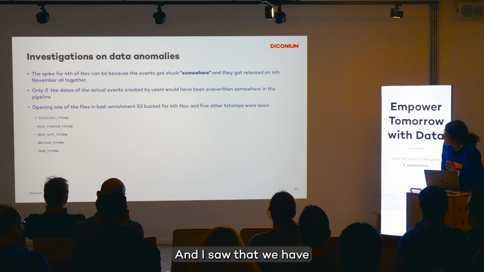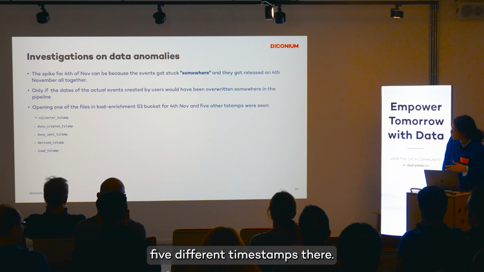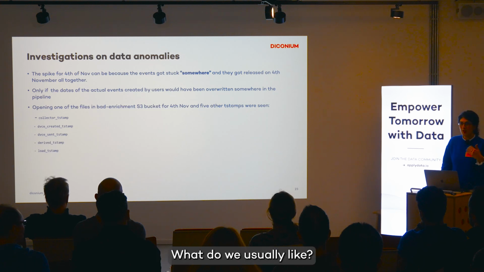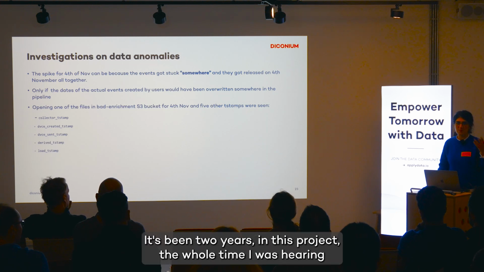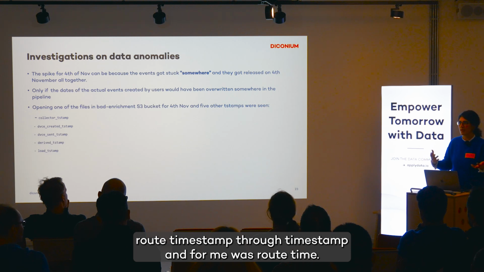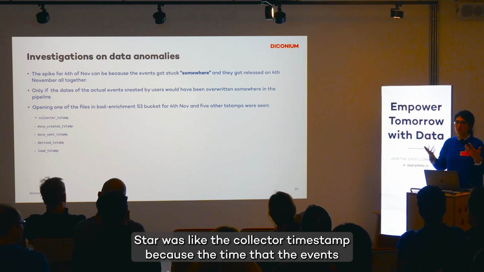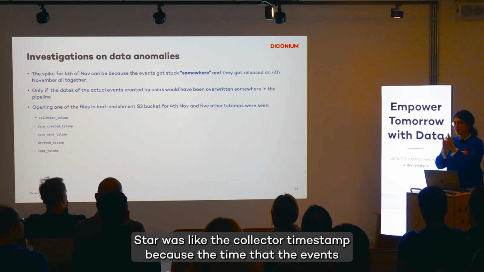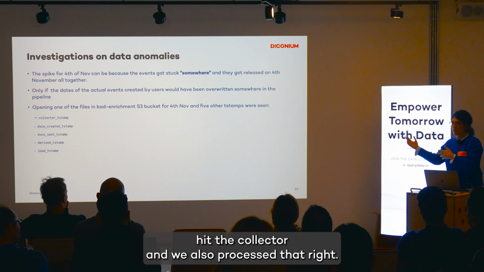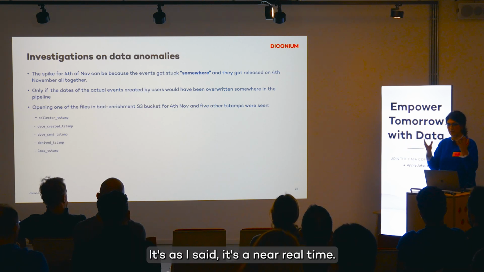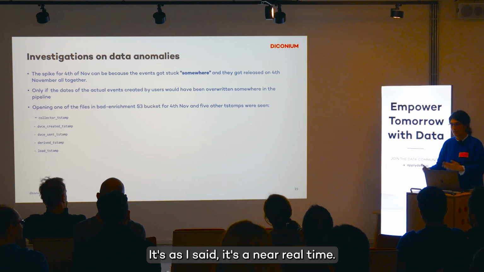Then I looked specifically at the timestamp column, searching for the timestamp, and I saw that we have 5 different timestamps there. It's been 2 years I'm in this project, and the whole time I was hearing root timestamp, root timestamp. For me, root timestamp was the collector timestamp, the time that the events hit the collector, and we also process that, right? As I said, it's near real time.